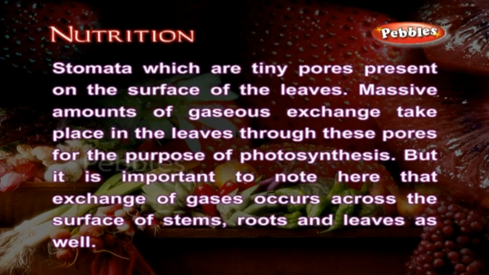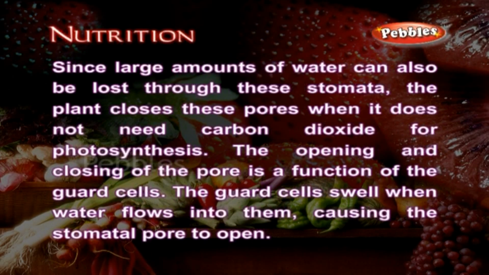Stomata are tiny pores present on the surface of the leaves. Massive amounts of gaseous exchange take place in the leaves through these pores for the purpose of photosynthesis. But it is important to note here that exchange of gases occurs across the surface of stems, roots and leaves as well. Since large amounts of water can also be lost through these stomata, the plant closes these pores when it does not need carbon dioxide for photosynthesis.